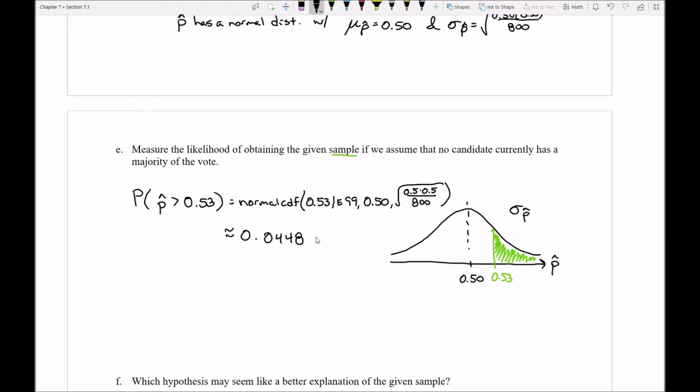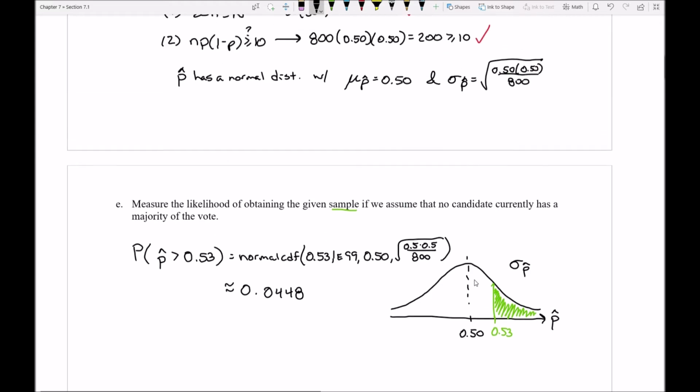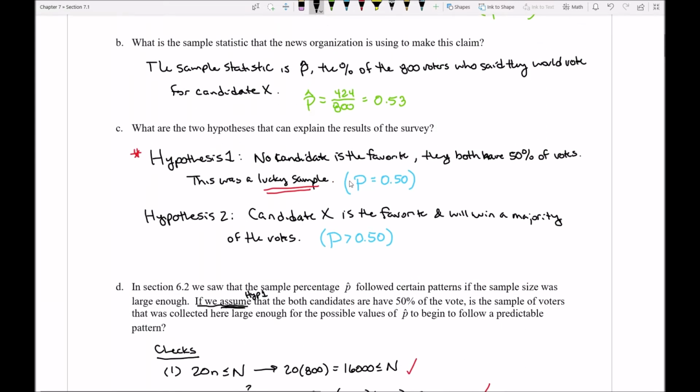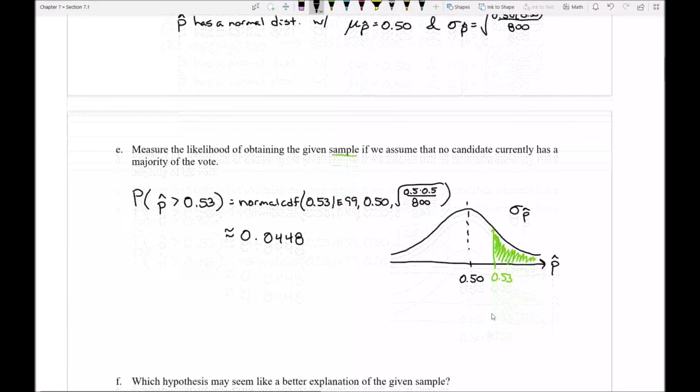0.0448. And since that value is falling underneath 5%, we would say that this value of p hat is rare to see if the real value of p is 50%. So again, we're trying on this first hypothesis, and we're saying it'd be pretty surprising to see what we saw if the first hypothesis is correct. It would be weird to see what we saw if the first hypothesis is correct.